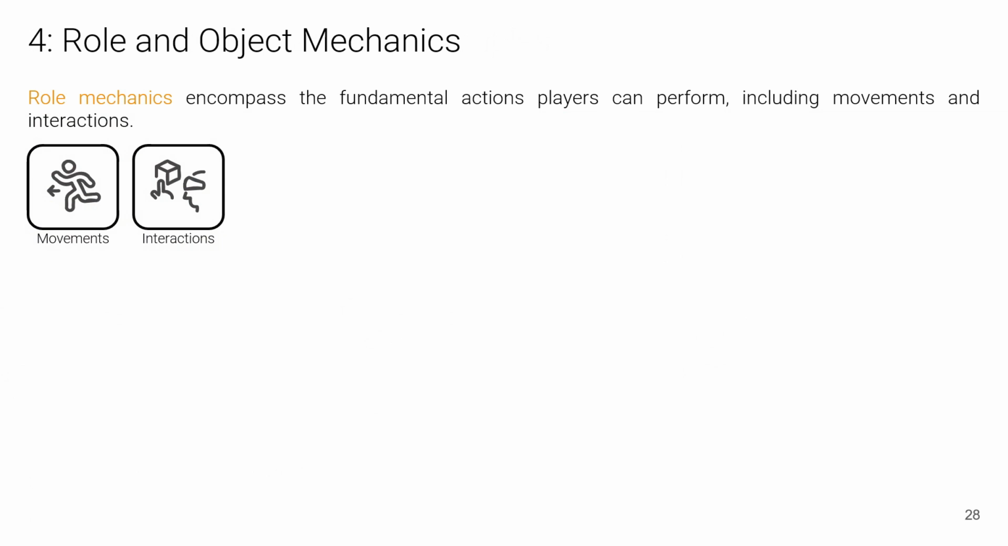Role mechanics encompass the fundamental actions players can perform, including movements and interactions. Movements refer to the ways in which a character navigates the environment, such as walking, jumping, or dodging, while interactions involve engaging with other players, objects, or systems, like opening doors, picking up items, or triggering events.